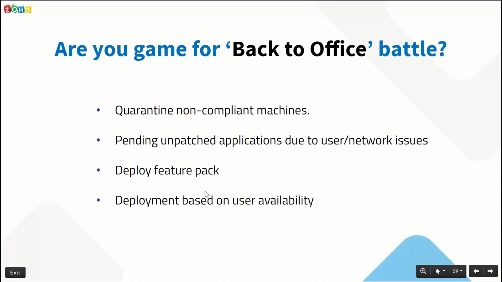Thirdly, you might not have deployed feature packs for work from home machines as they are quite bulky updates. So once they come back to office, check if they are running the latest feature pack, and if not, go ahead and deploy the latest feature pack. Fourth, you can embrace the immediate deployment options that we have by checking user logout availability, because we need to get these machines back to production as soon as possible. Now let's keep these 4 points in mind and devise a strategy to achieve them.